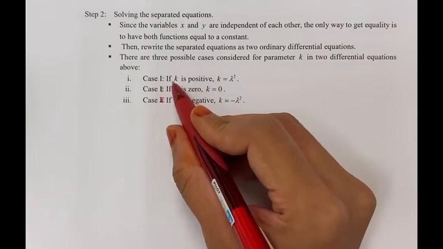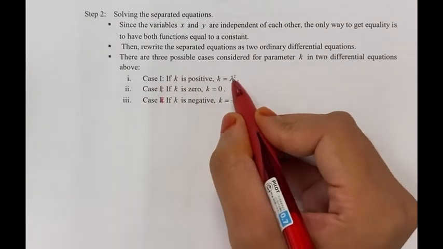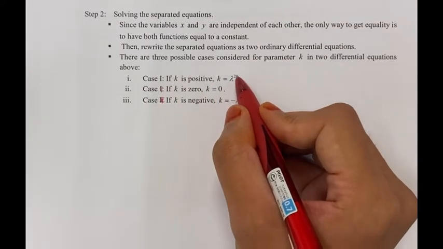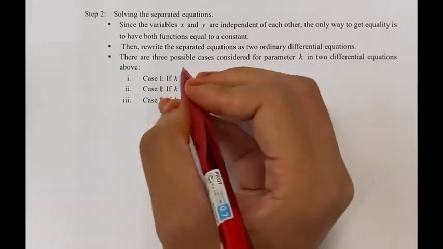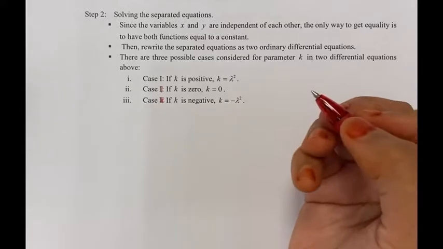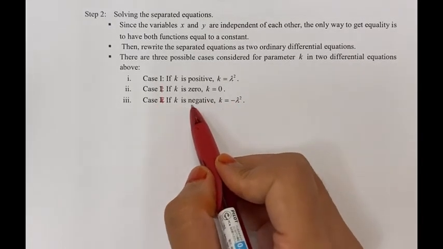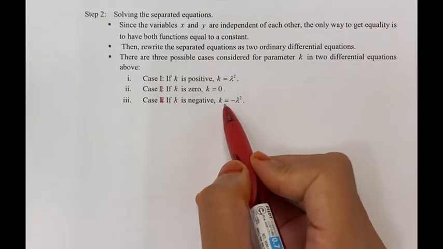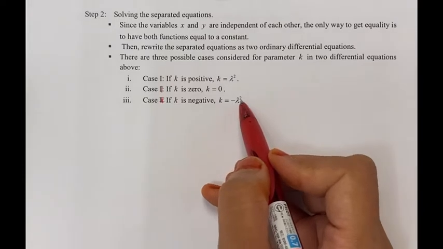First case is if k is positive, so we let k equal to lambda square. Second case, if k is equal to 0, so k equal to 0. And the last one, if k is negative, so we have k equal to negative lambda square.